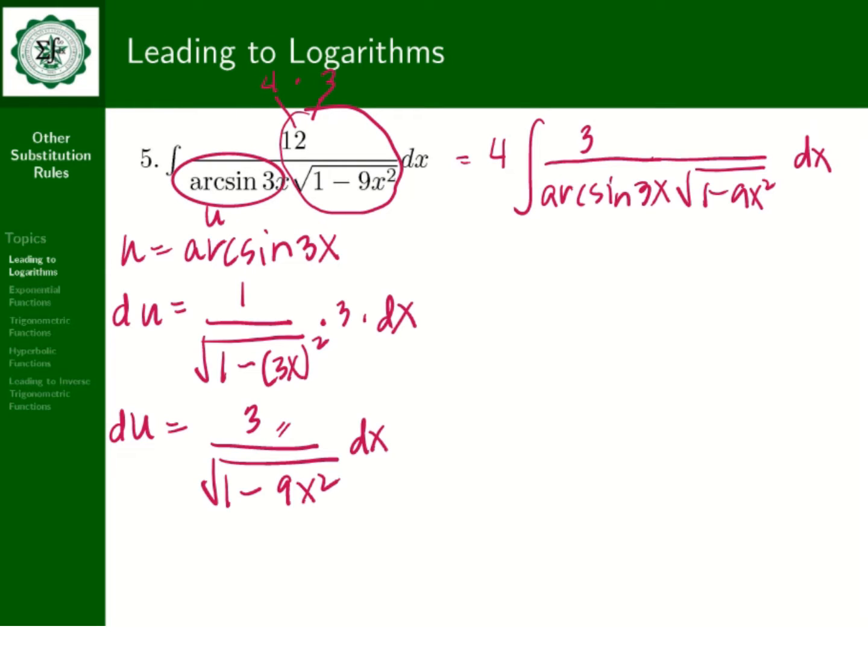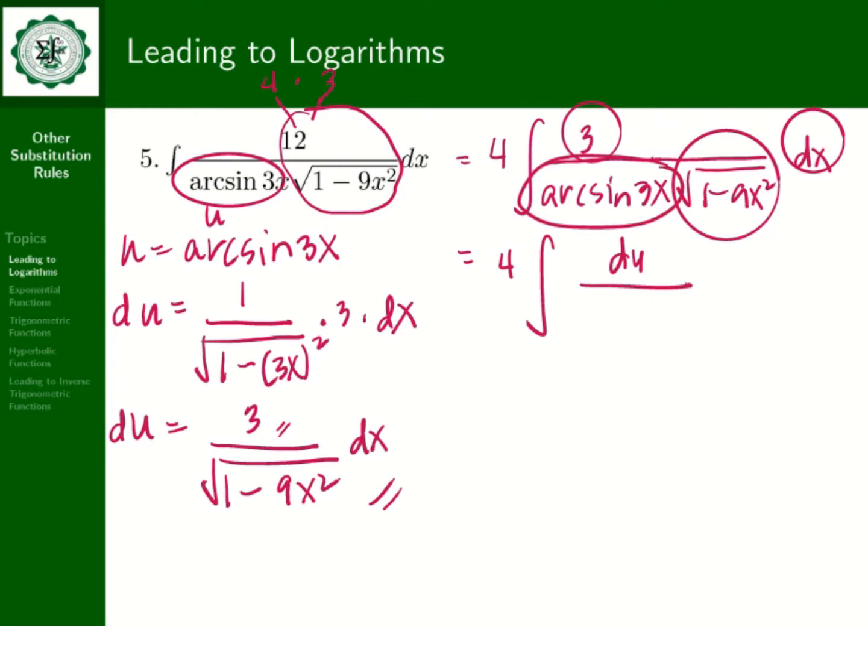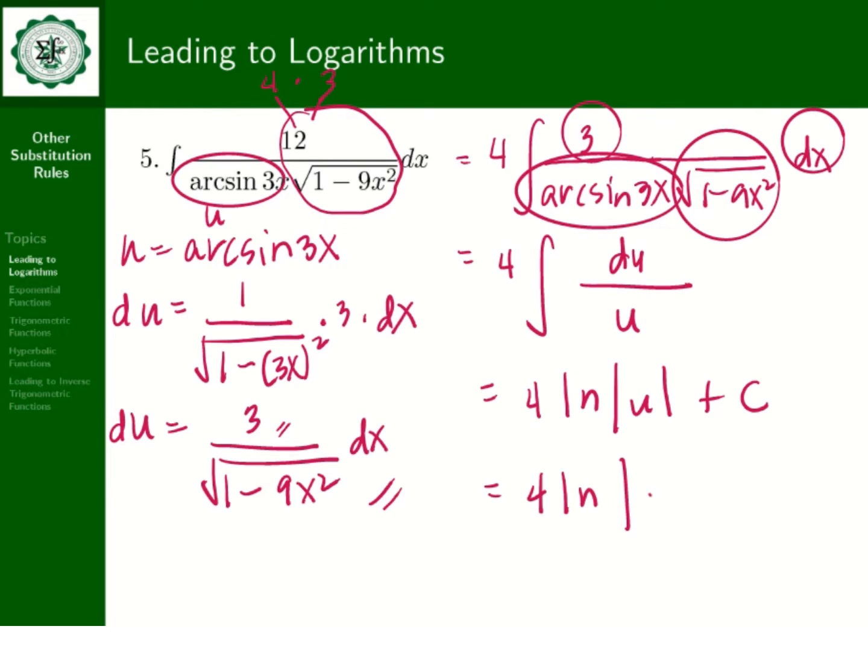So again, the reason why we factored 12 into 4 times 3 is because we need 3 in our substitution. So this becomes 4. We have 3 times dx over the square root of 1 minus x squared, and altogether that will become du. And then arc sine of 3x will become u. And so the answer here is 4 times the ln of the absolute value of u plus c. And finally, we have 4 times the ln of the absolute value of arc sine of 3x, and then plus c.